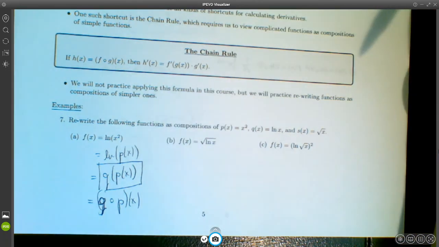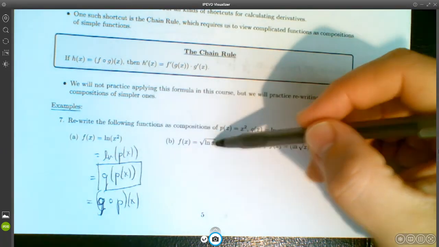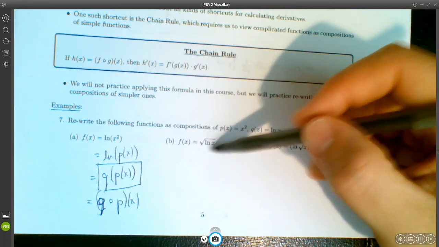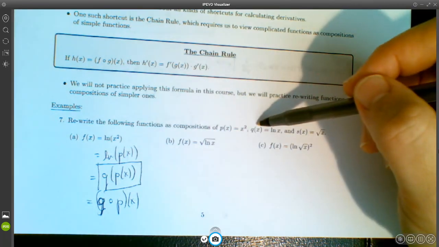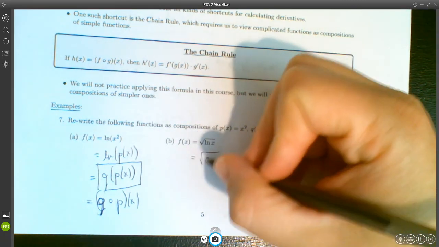Okay, let's do part B. We have f of x equals square root of ln of x. This time ln of x is the inner function. We're taking the square root of ln of x, so we're taking the square root of q of x. Right? So this is the square root of q of x.